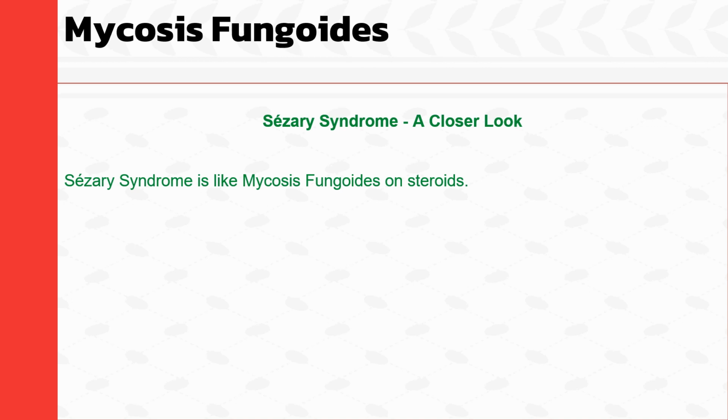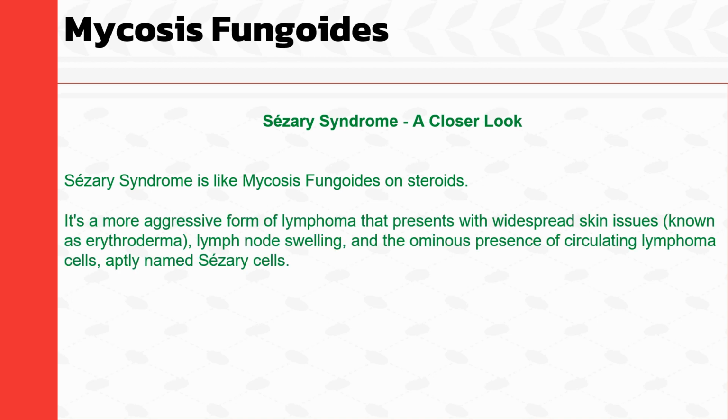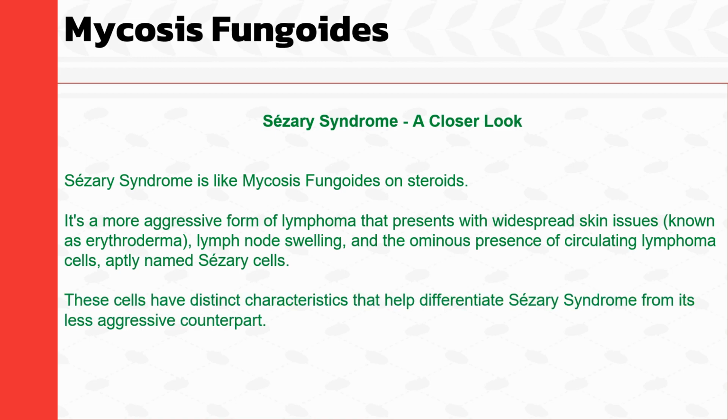Sézary syndrome is like mycosis fungoides on steroids. It's a more aggressive form of lymphoma that presents with widespread skin issues, known as erythroderma, lymph node swelling, and the ominous presence of circulating lymphoma cells, aptly named Sézary cells. These cells have distinct characteristics that help differentiate Sézary syndrome from its less aggressive counterpart.